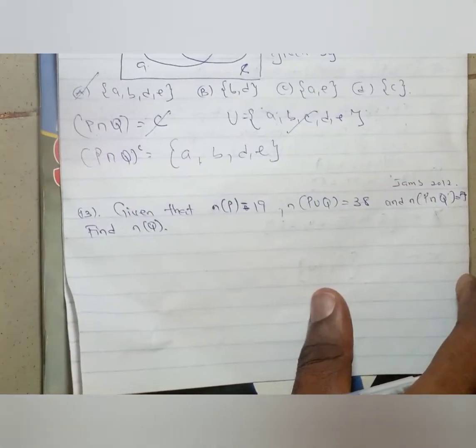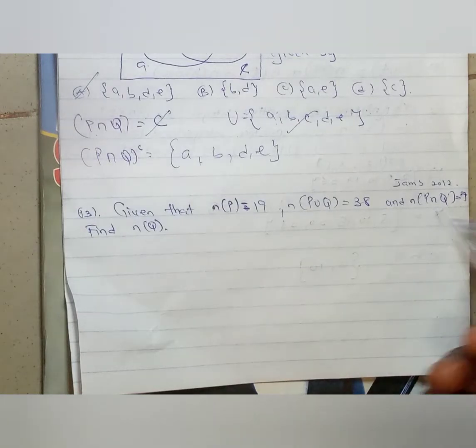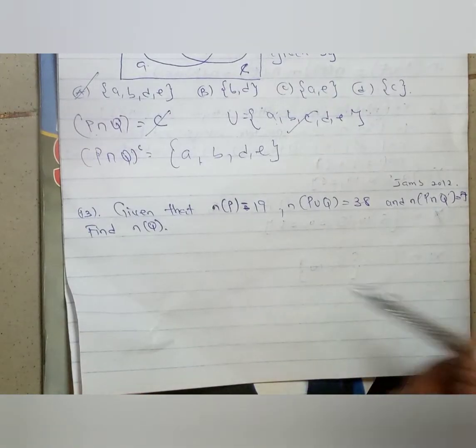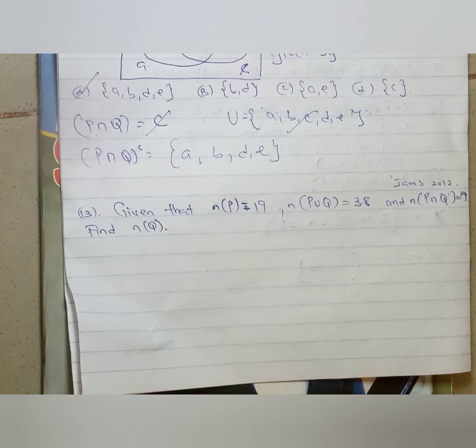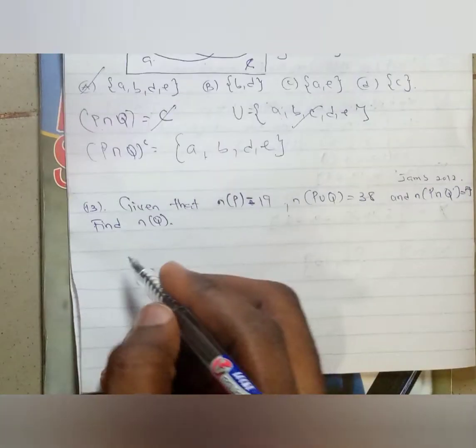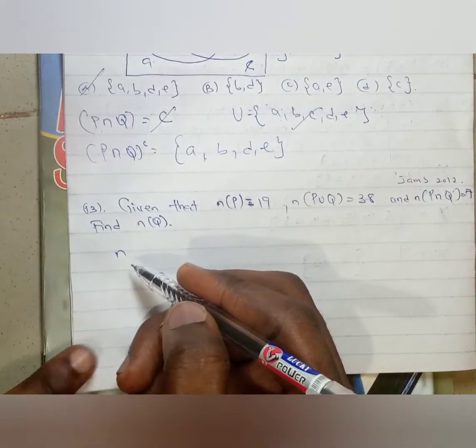Now, this is a very cheap question. Given that the number of P is 19, the number of P union Q is 38, the number of P intersection Q is 7, find the number of Q. Very simple, as I've explained earlier. Let's find out the formula first.